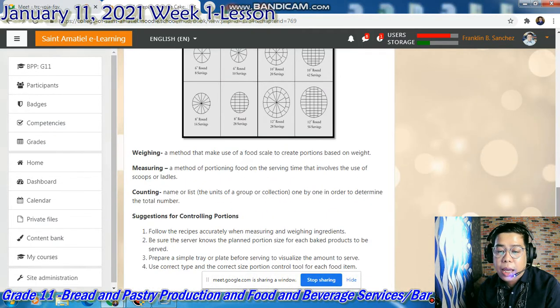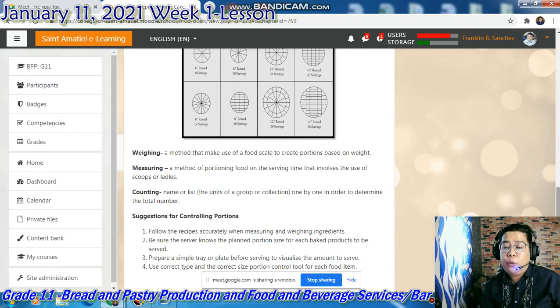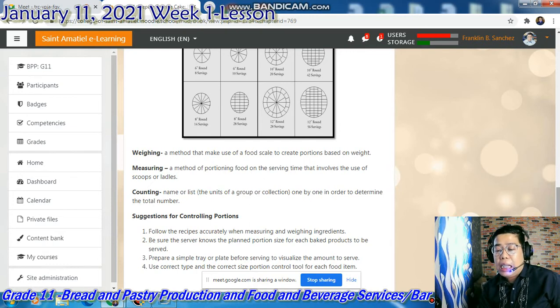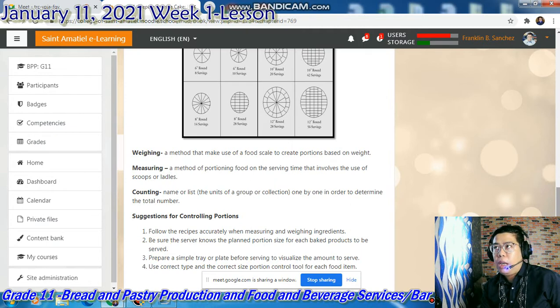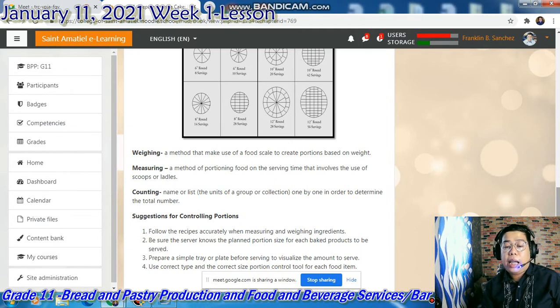So we have the weighing, a method that can make use of a food scale to create portions based on weight. And then the measuring, a method of portioning food on the serving time that involves the use of scoops or ladles. Ayan. So, yun po, minsan 'di ba kapag nagme-measure tayo, pwede din naman tayo gumamit ng mga scoop daw at saka ladles. And then the counting, name or list the units of group of or collection one by one in order to determine the total number.